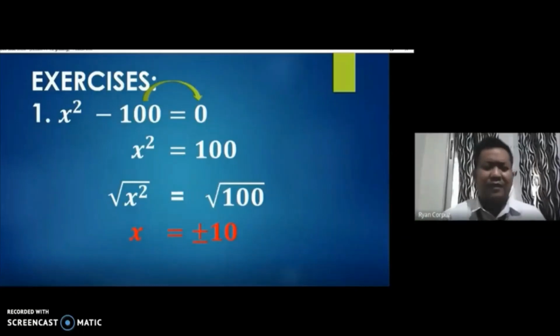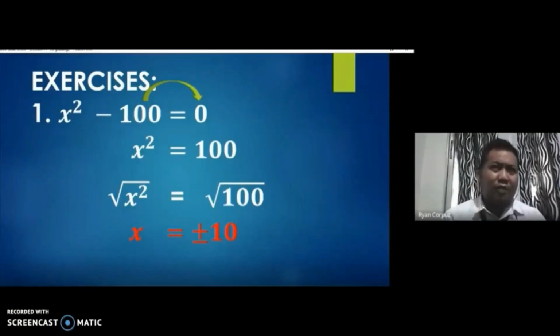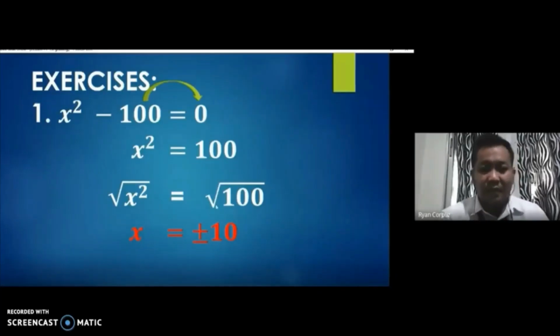Why positive and negative 10? Right, when you say square root, that is the number that when you multiply it by itself, the answer is the one inside, the one inside the radical sign.